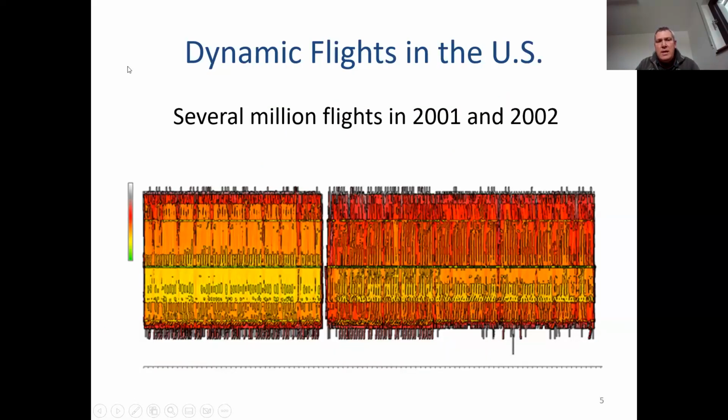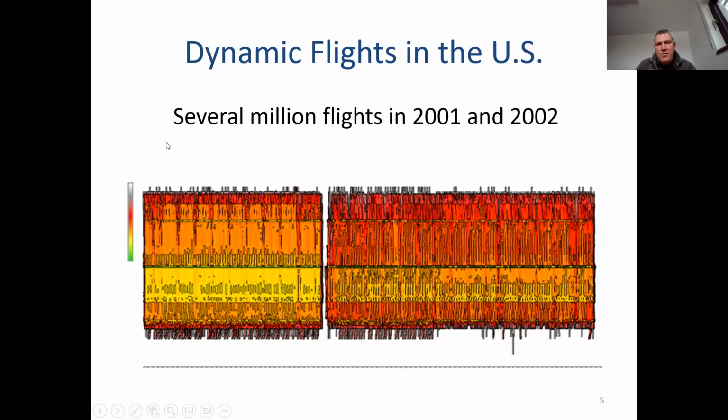There's one more concrete example. What you see here are several million flights in the United States in the years between 2001 and 2002. It's called a dynamic graph visualization. You see there's some kind of time axis that runs from the left-hand side to the right-hand side. You see that here at the bottom. And this visualization is a very condensed representation of the flight data in these 2 years.